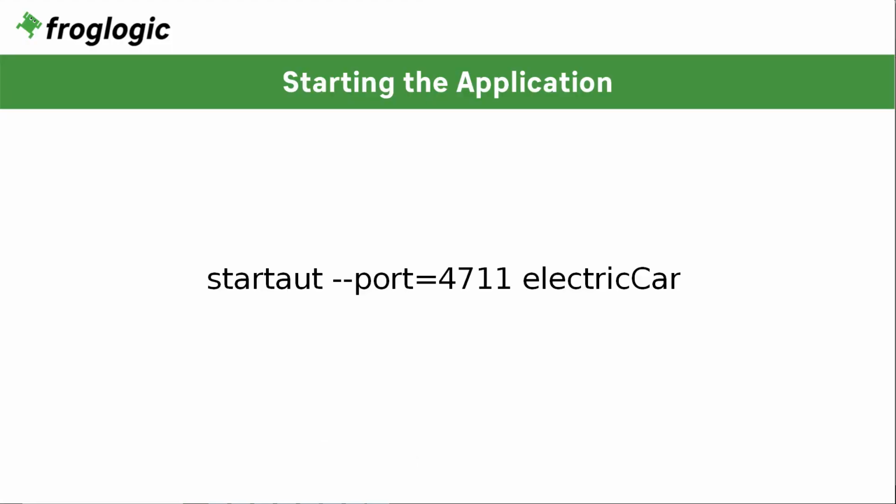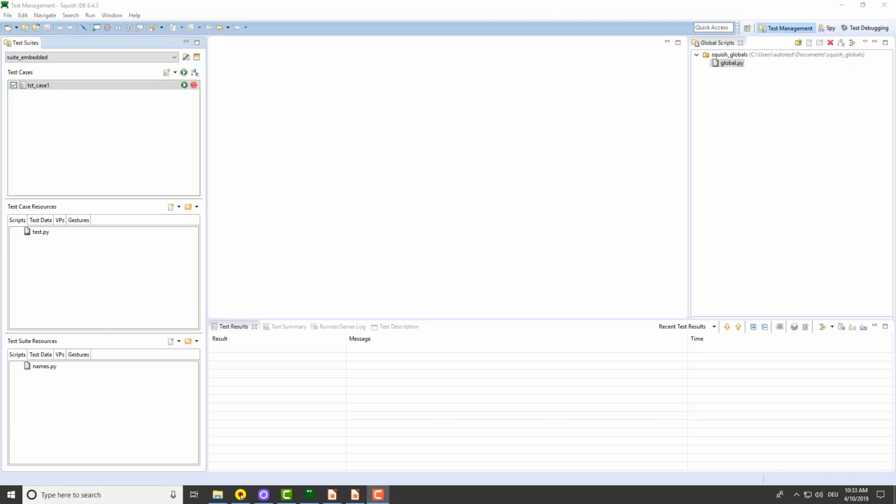The example application I'm using for this video is called Electric Car. It is started when the embedded device boots up. The binary of the application is not started directly. Instead, I'm using the tool Start AUT and configure a port which I will use for the connection later on.